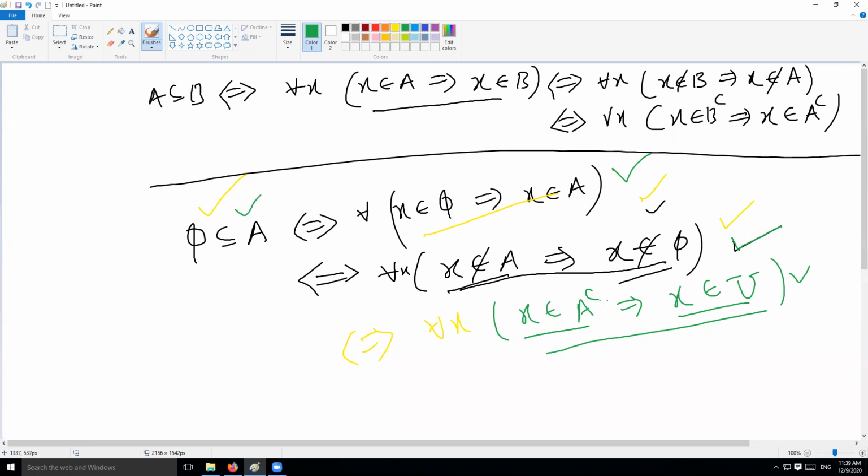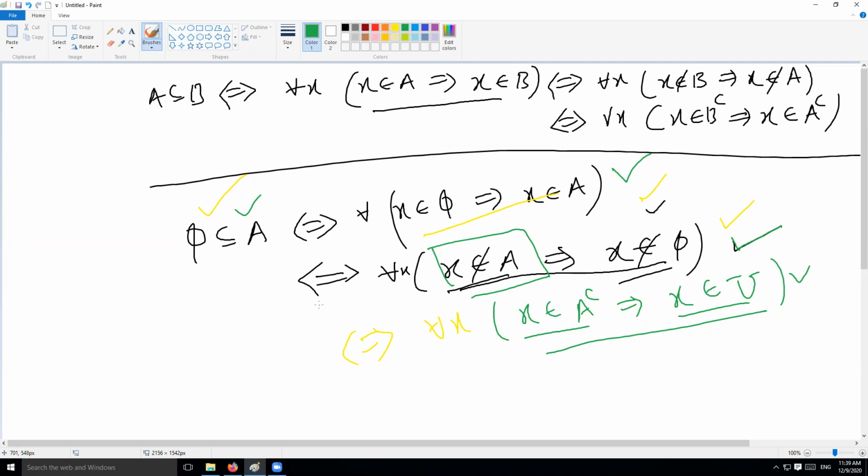If you want to directly understand this statement, what is it telling? Any x that is not in A is not going to be in the empty set. That is in fact true. You take any element that is not in A, can that element be in the empty set? You're going to say no. So this implication is true. If this implication is true, then this is true. And if this is true, then phi is a subset of A.